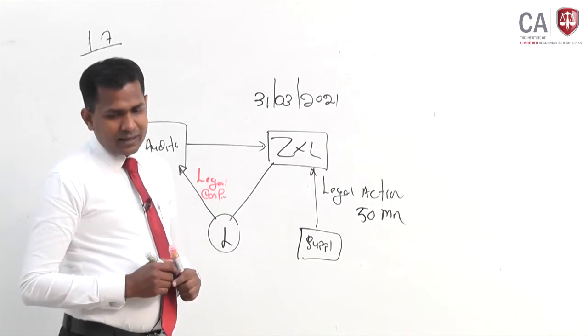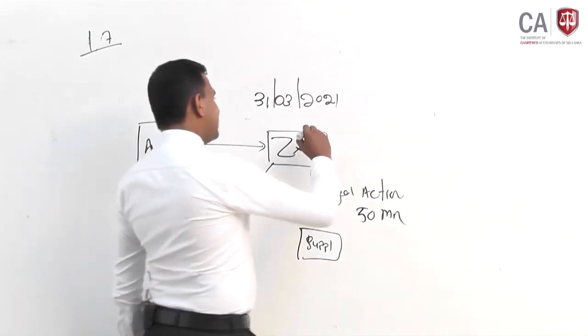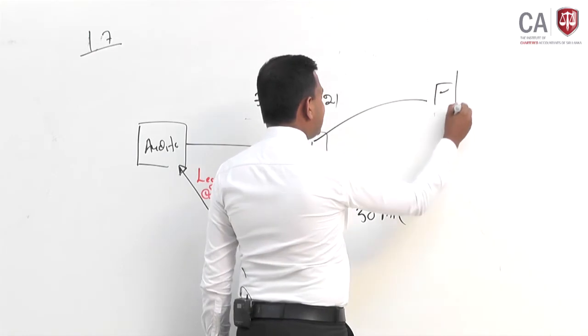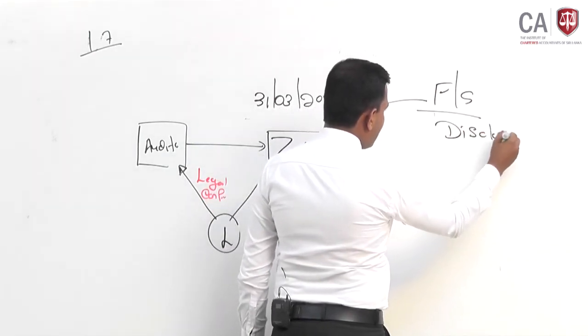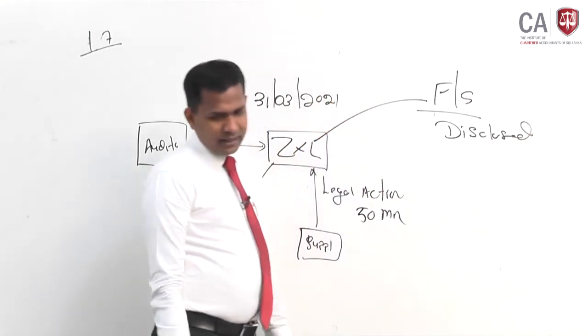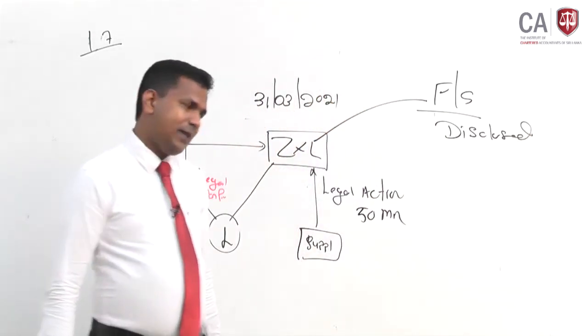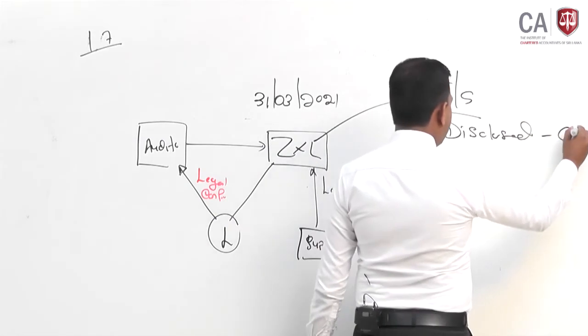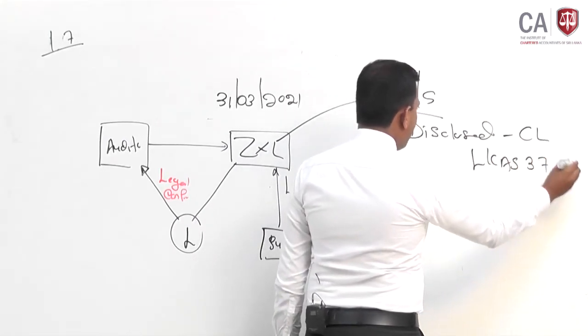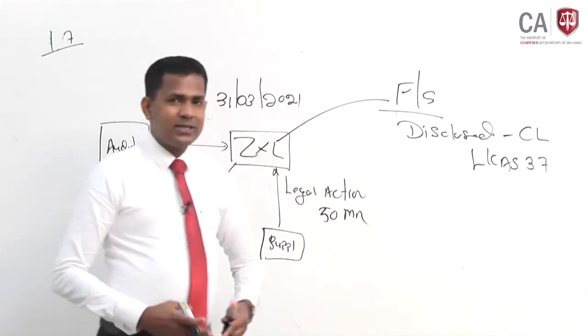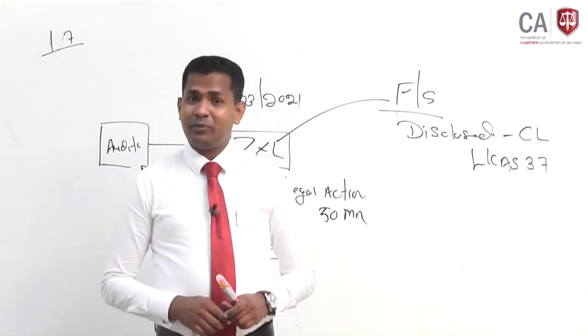The matter is appropriately disclosed in the financial statements. If you look at EZXL's financial statements, this has been disclosed properly as a contingent liability, as per LKAS 37. This should be disclosed because it is not a present obligation but a possible obligation.